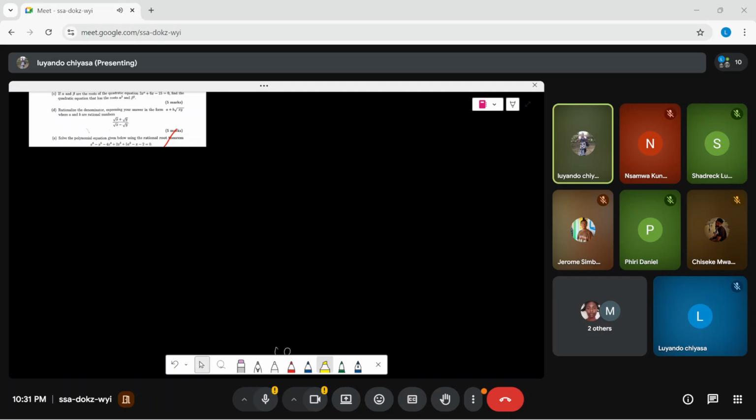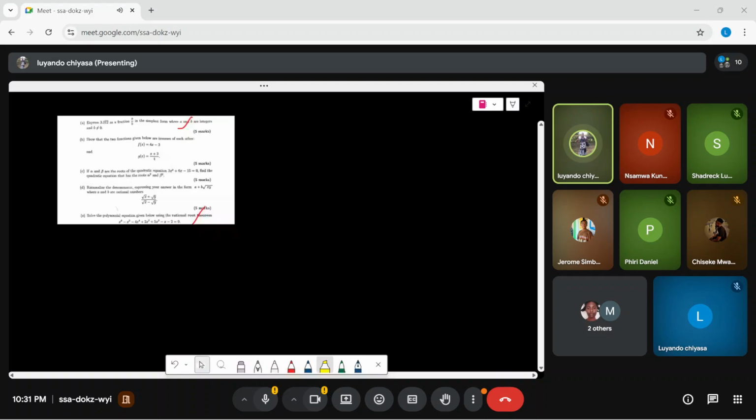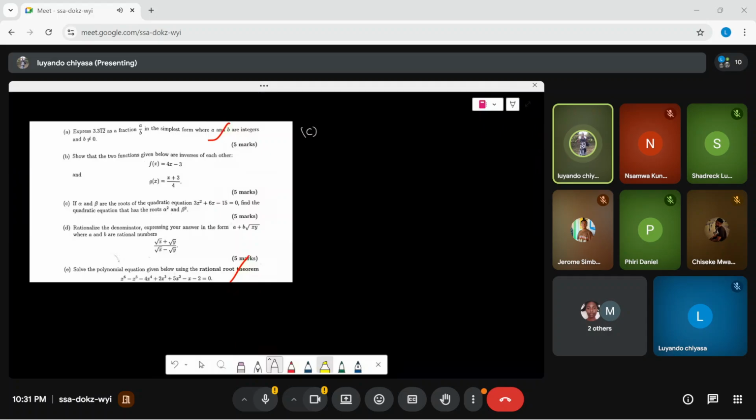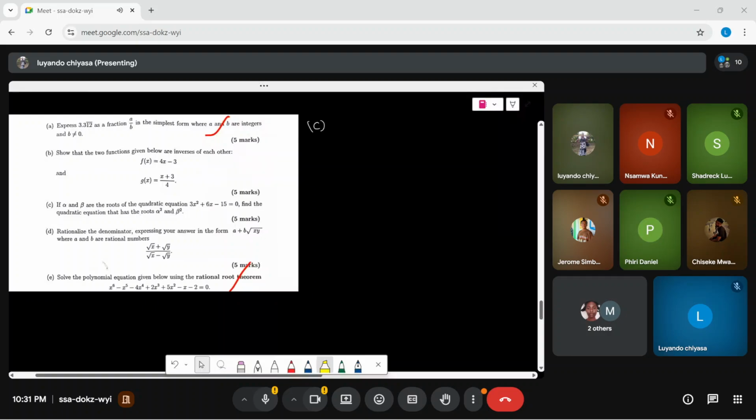Okay, so we have moved. We have gone to C, right? We've gone to C. Have I left anyone behind? No. Okay, so I haven't left anyone behind.